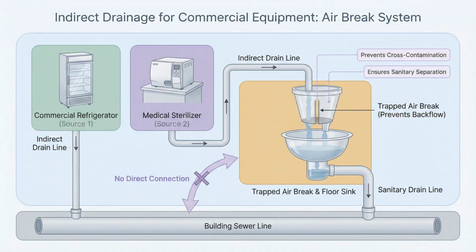Devices that handle food, like refrigerators, or medical equipment, like sterilizers, must never connect directly to the sanitary drainage system. Instead, they must discharge through a trapped air break. This prevents any possibility of sewage backing up and contaminating sterile environments or food supplies.